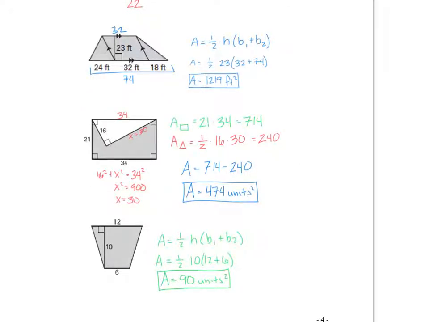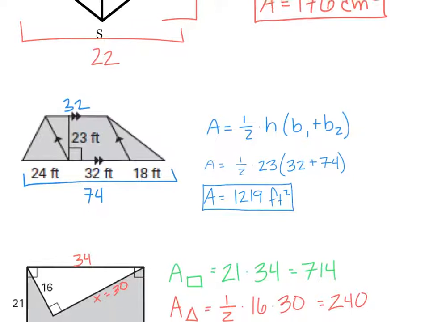Okay, so let's talk about the first one. I made it into one figure of a trapezoid. You can do 3 different ones of a triangle, parallelogram, triangle, and you will get the same exact answer. I just think a trapezoid is easier if you can put it all together. Your height is 23 because it's the distance from one base to the other.